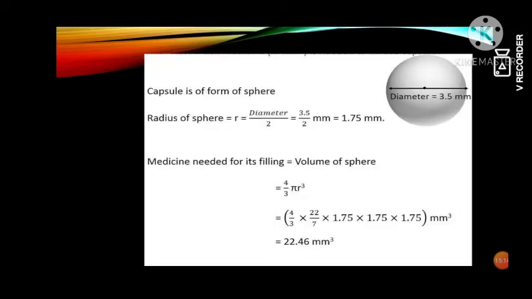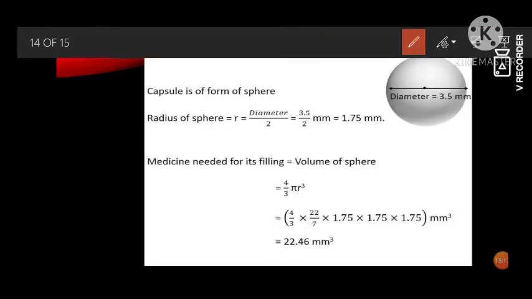So let us see. The capsule is in the form of a sphere. The diameter is given, so the radius will be 3.5 by 2, which is equal to 1.75. So the medicine inside the sphere should be equal to the volume of the sphere. The formula for volume is 4 by 3 pi r cube. Again, pi is not mentioned, so we will use 22 by 7. So 4 by 3 into 22 by 7 into 1.75 into 1.75 into 1.75.